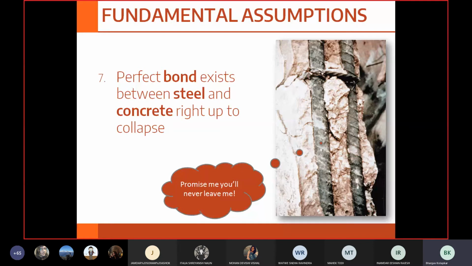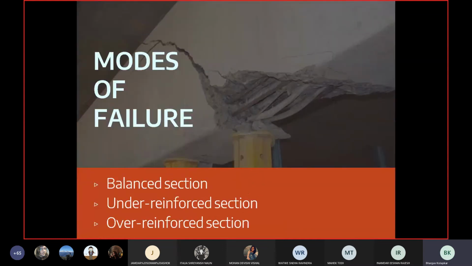There has to be a perfect bond between steel and concrete, and we take care of this in detailing, which you're not learning in this course. But it's not just an assumption, but also in practice, we detail in such a way that there's always a good bond between concrete and steel. So this was the basic theory of flexure in reinforced concrete.